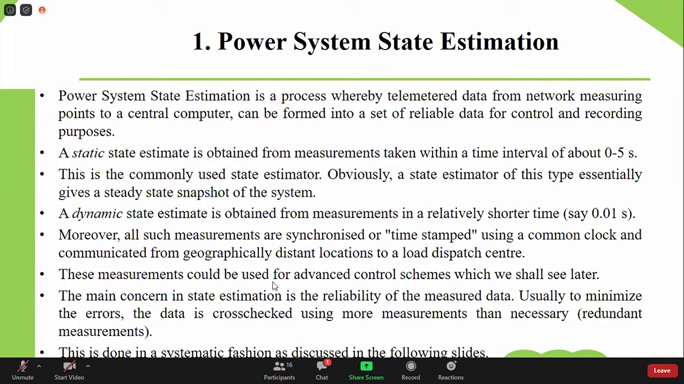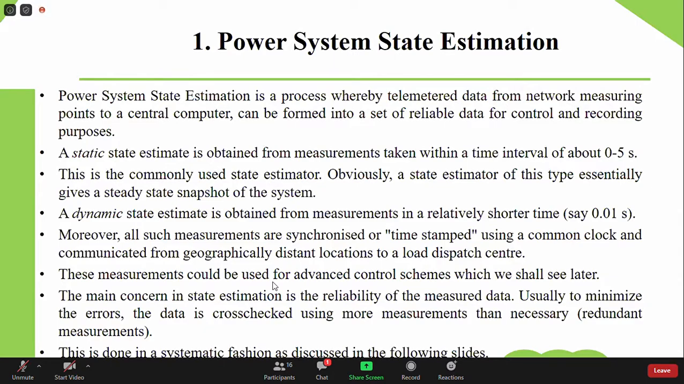This data is measured in relatively shorter times, say 0.01 second. Within 0.01 seconds, you have to get all the generation data or transmission line data. Such type of state collecting data and then estimating the state of the power system is known as dynamic state estimation. But in static, there's an option, you can keep 0 to 5 seconds.